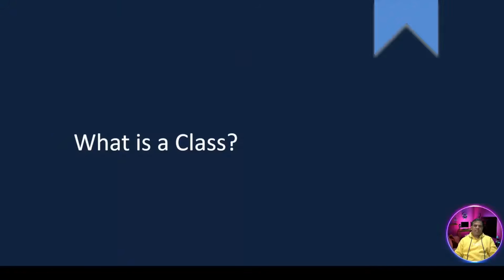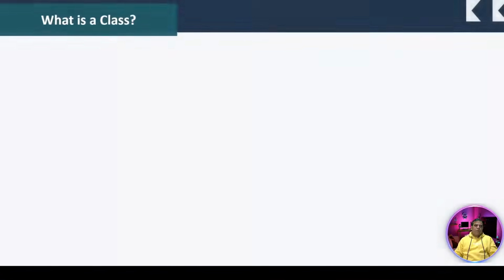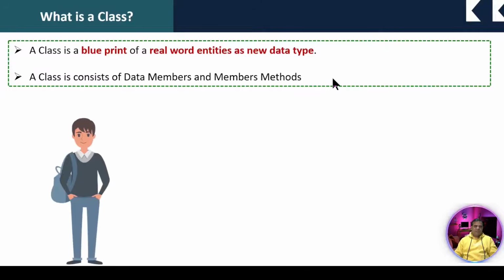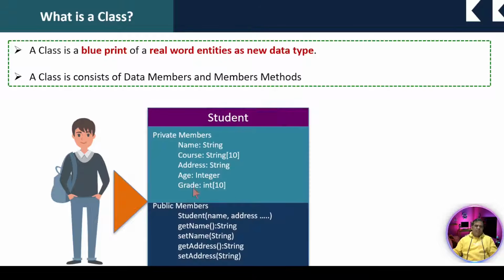So the question is, what is a class? A class is a blueprint of real world entities, that is, a new data type in an object oriented programming language. A class consists of data members and member methods, and many more. You can see here we have a student. This student can have data members, that is the state, the data, the values of the student, and it can have member methods, that is functions. These functions can be accessed by an object.